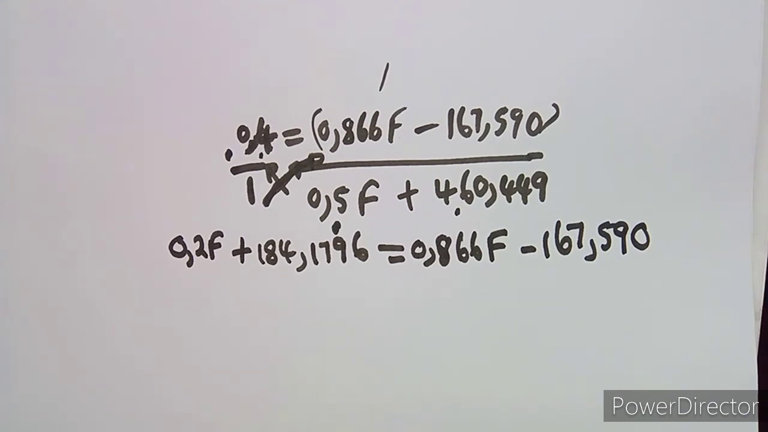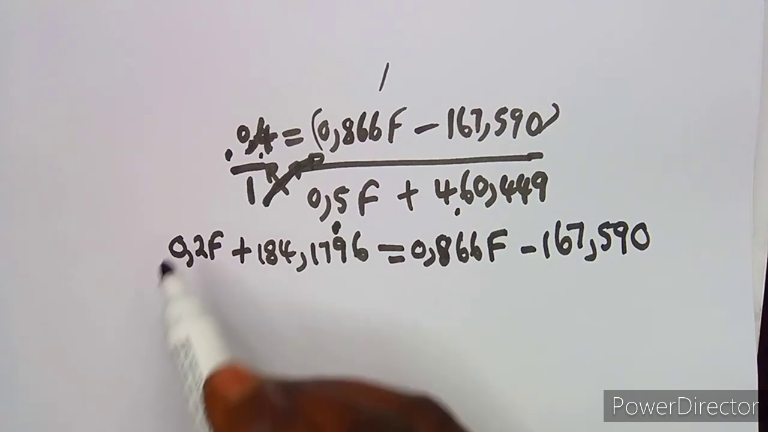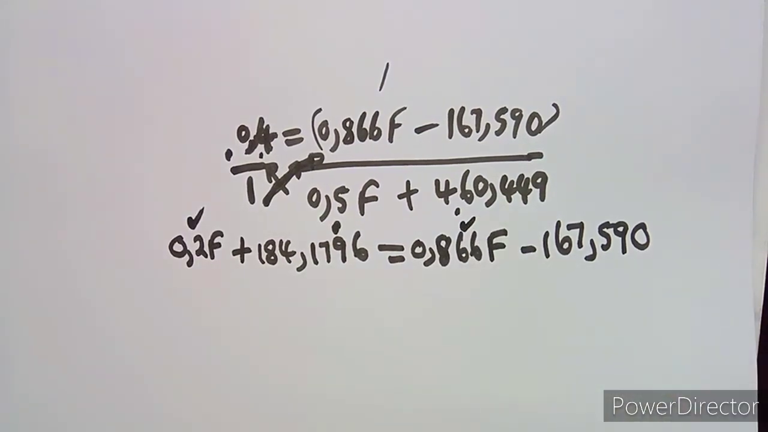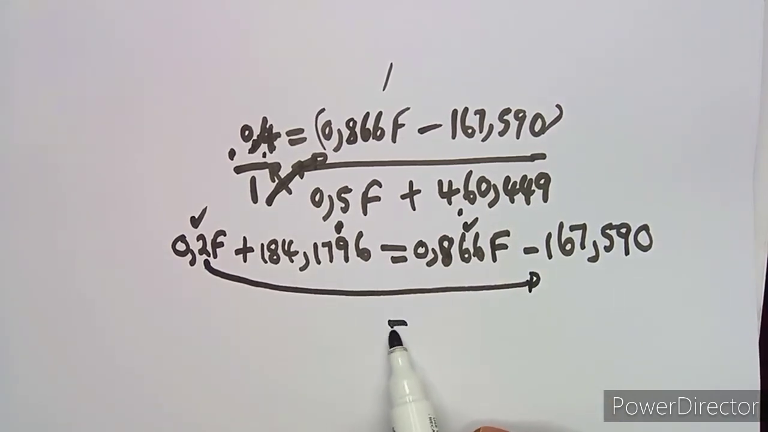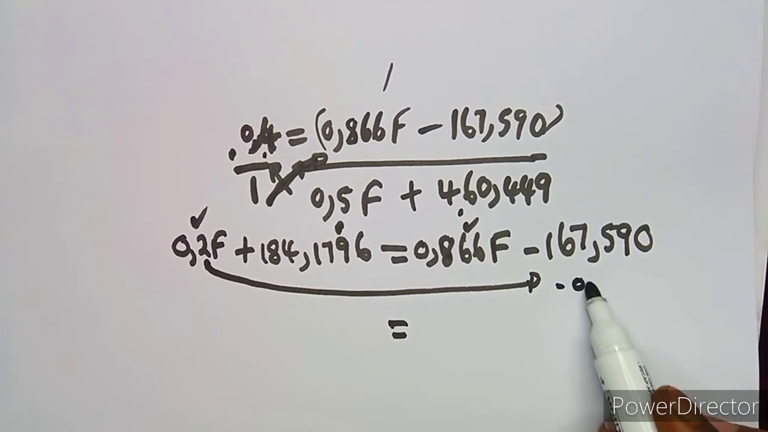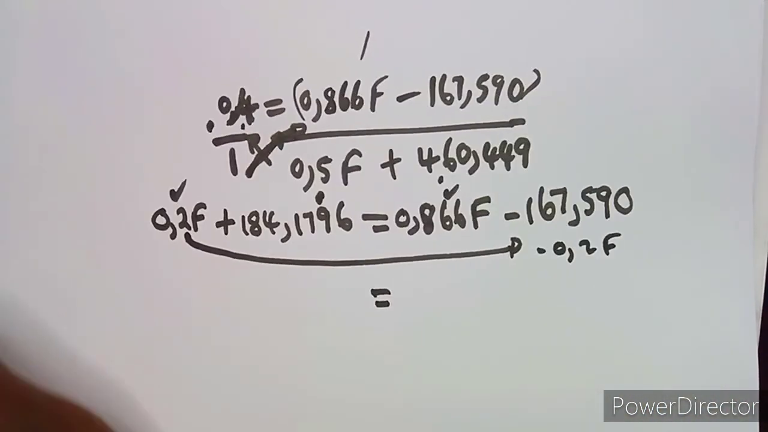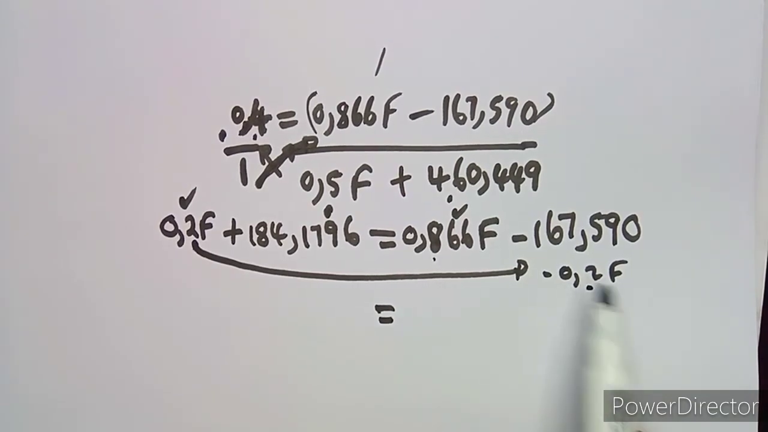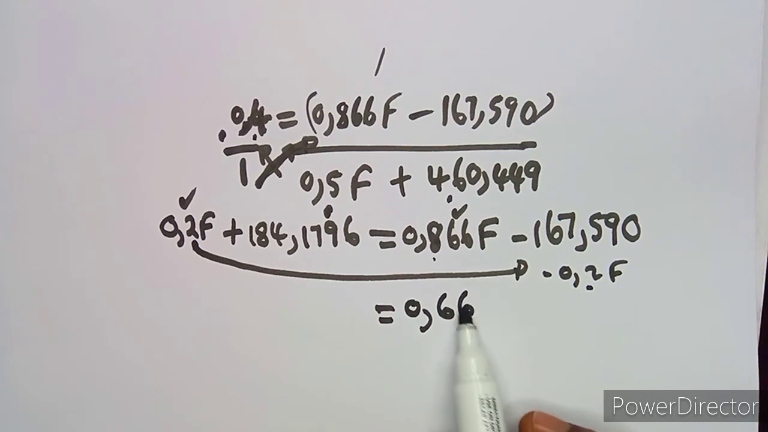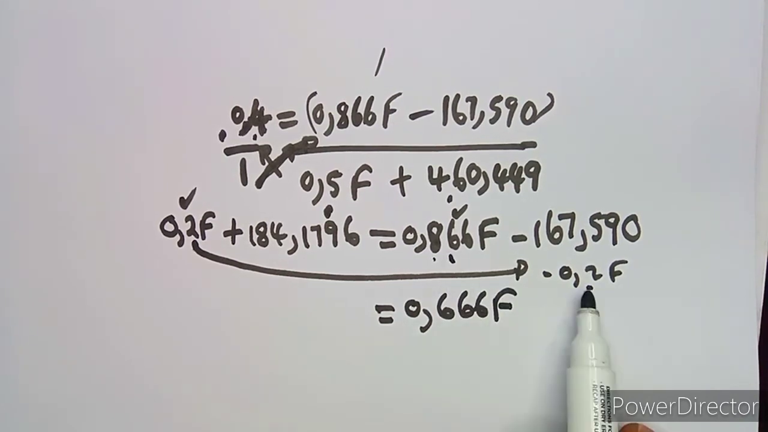So what am I going to do from this part? I want to calculate f. So here I've got f, here I've got f, so I'm going to transpose, take this to one side of the equation so that I can actually calculate the value of f. I'm going to transpose this because this is the smaller value, so I'm going to transpose this to the right hand side so that it can be minus 0.2f. So it's going to be 0.866 minus 0.2, which is going to give us 0.666f.